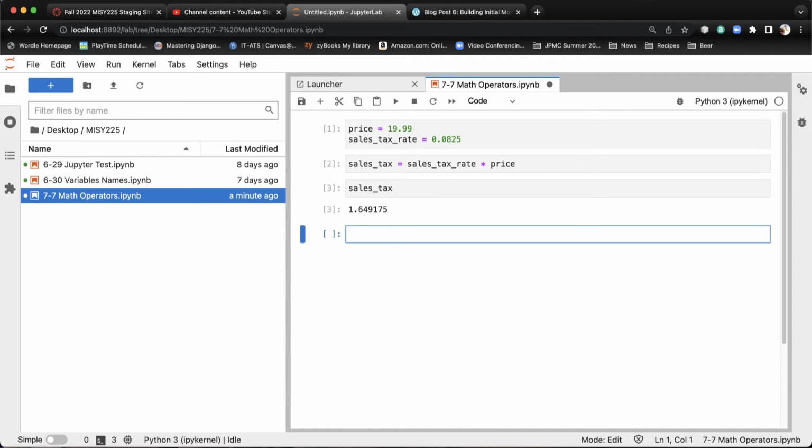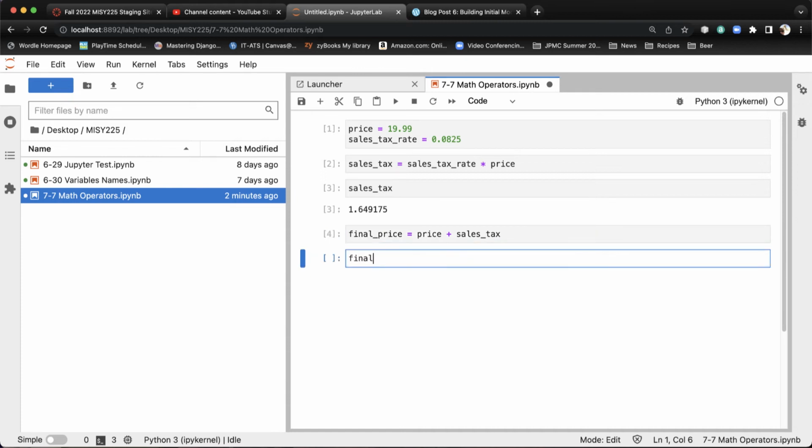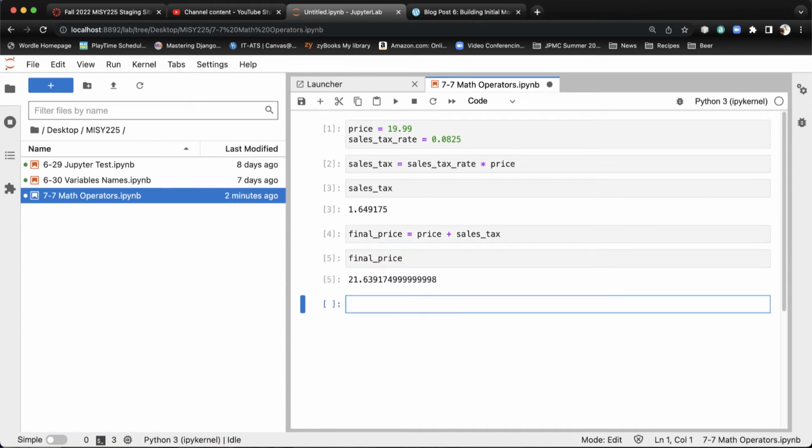If I want to know then what I actually have to pay, I could say final price equals price plus the sales tax. And if I run that and then print the final price, you will see that the total is $21.64. So this illustrates the basic math operations. I guess the only one I didn't really use here is the minus symbol, but I'm pretty sure you understand how to use that as well. But you'll see how the plus, the asterisk for multiplication all comes into play.